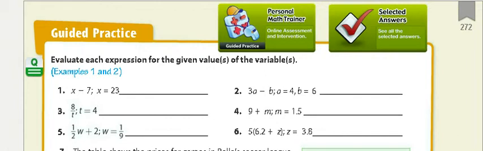Okay, let's work on the guided practice for 10.2. So I want you to go through and do number 1 and number 2. Number 1, x minus 7 when x equals 23. And for number 2, 3a minus b when a equals 4 and b equals 6. So go ahead and go through and solve those real quick.